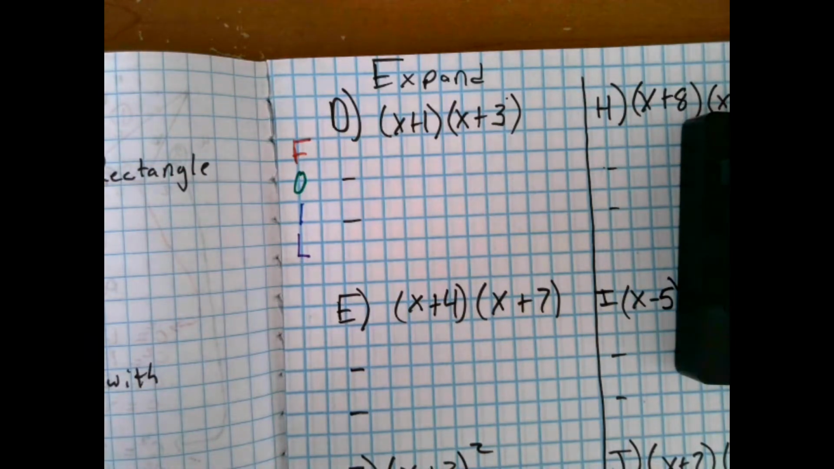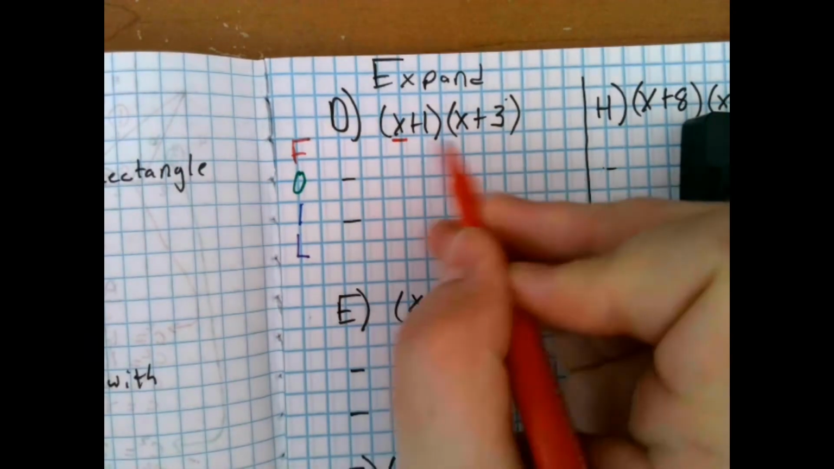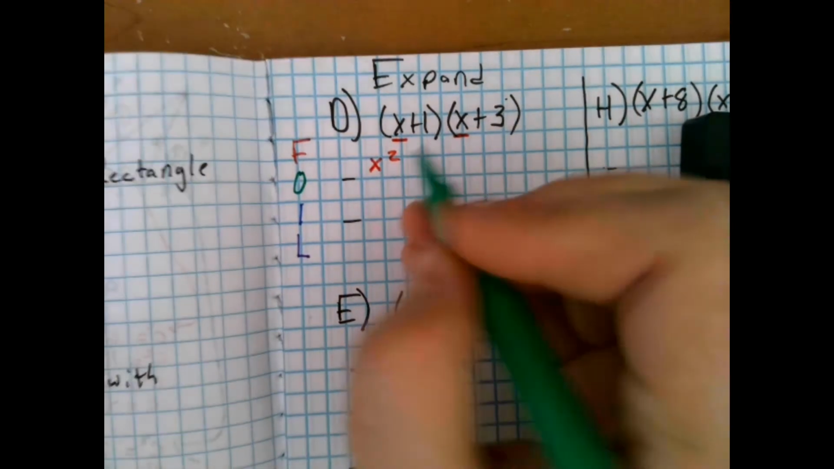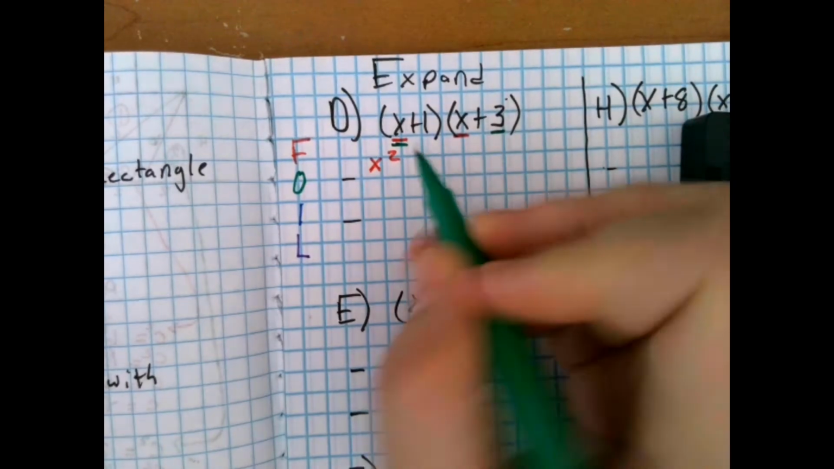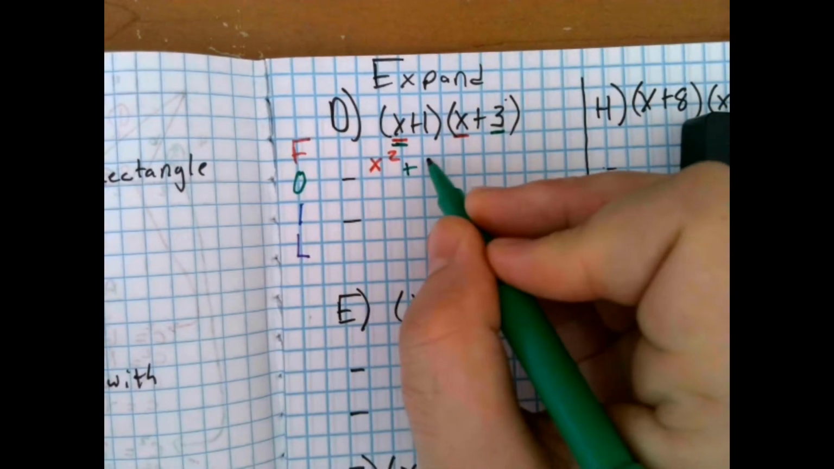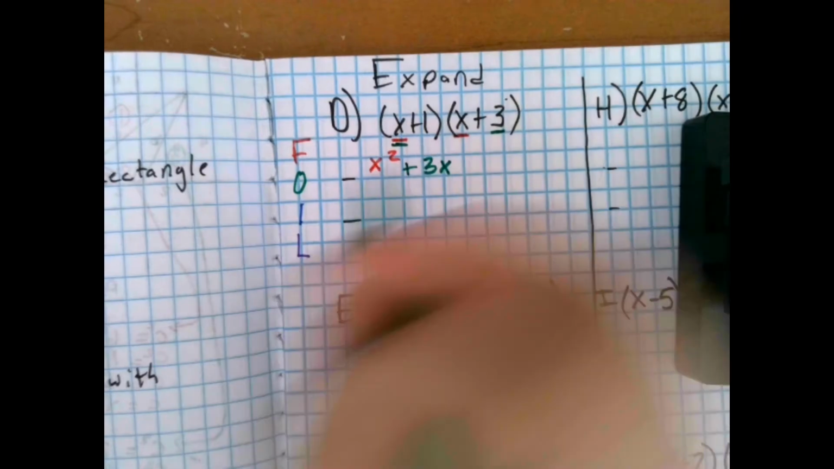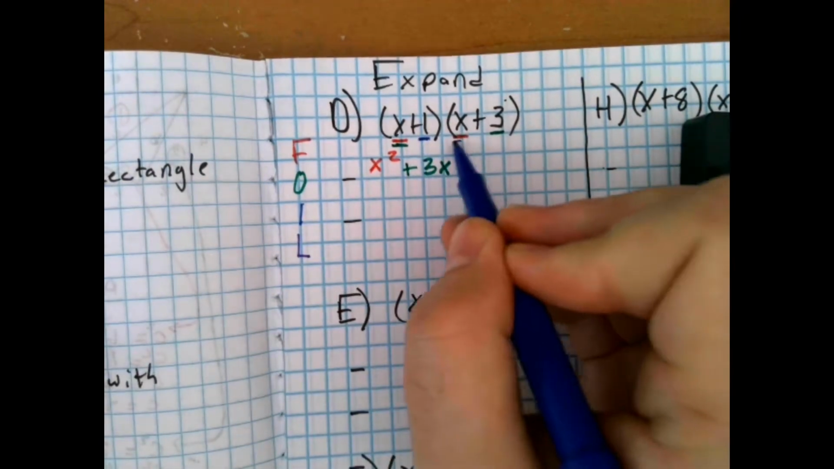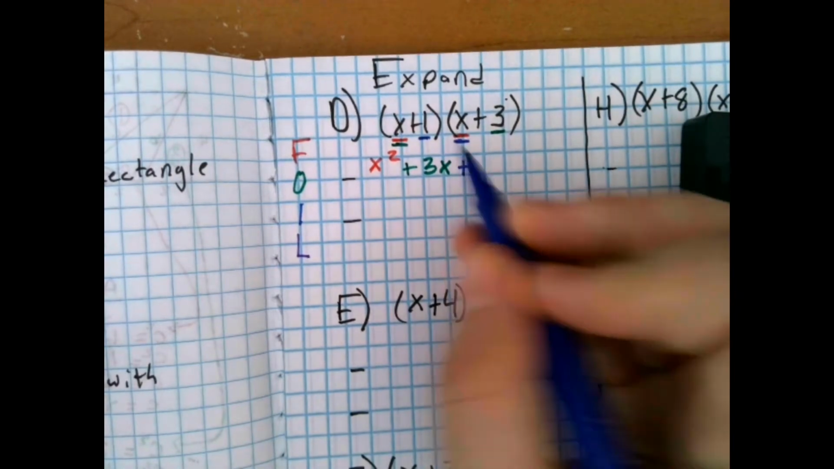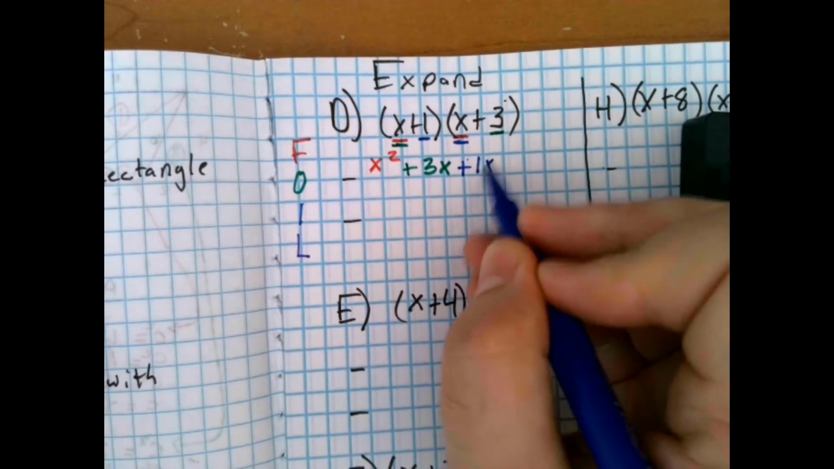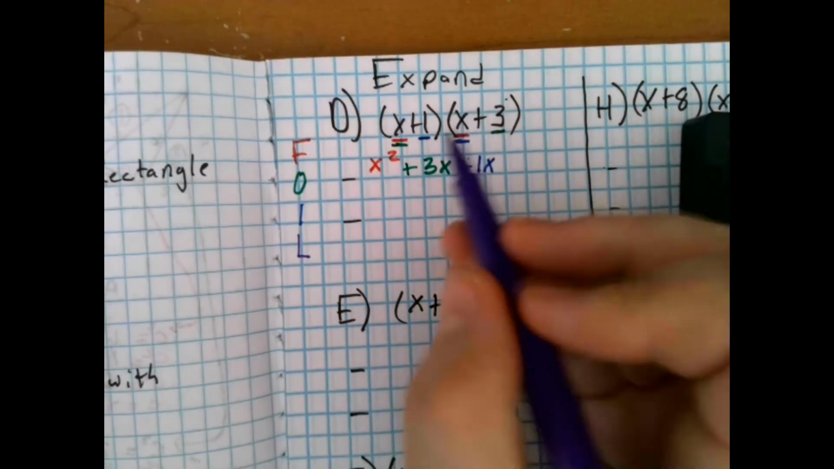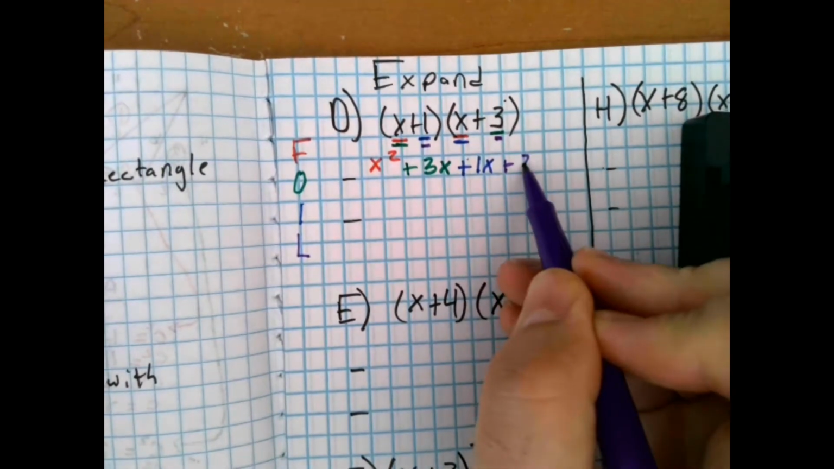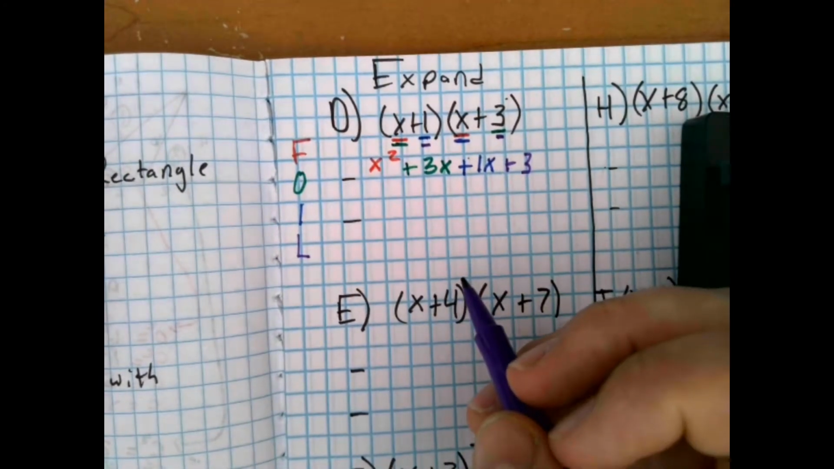So remember that we're going to be keeping that pattern. The first term is x and x, so we'll have x squared. The outside terms are x and 3, so we're going to write plus 3x, because x times 3 is 3x. The inside terms are 1 and x, so we'll write plus 1 times x is 1x. And the last terms are 1 and 3, so we're going to write plus 3, because 1 times 3 is 3.